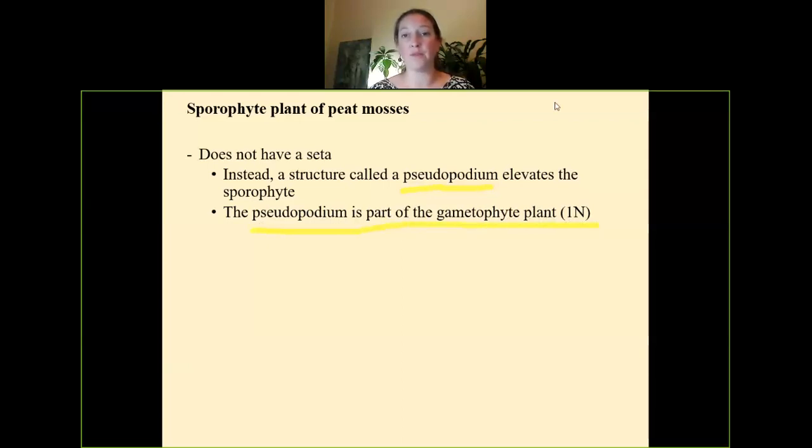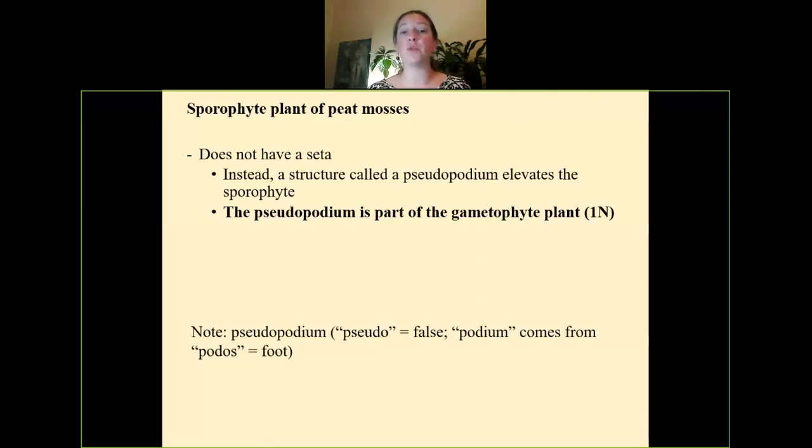So part of the gametophyte plant is what is going to elevate the peat mosses. Just because I like to break down these words: pseudopodium. In the peat mosses, there is no seta. Instead, there's this thing called a pseudopodium. You might be like, well, why are we having this another long word? Don't worry. Pseudo means false, like fake. And podium comes from podos, which means foot. So it's kind of saying fake foot.